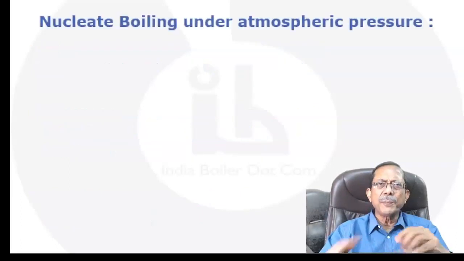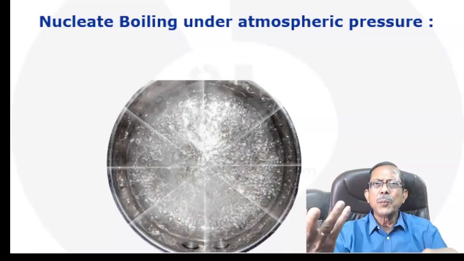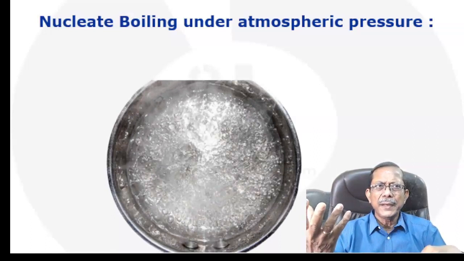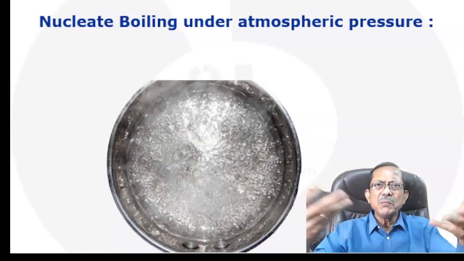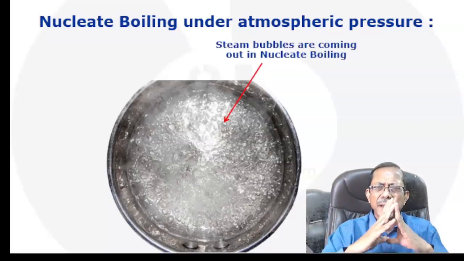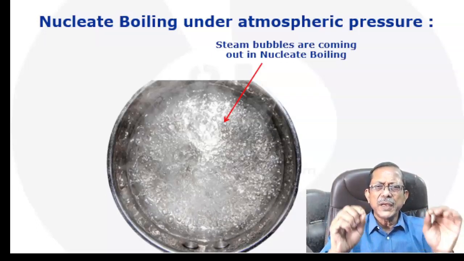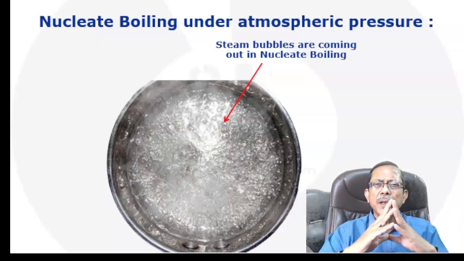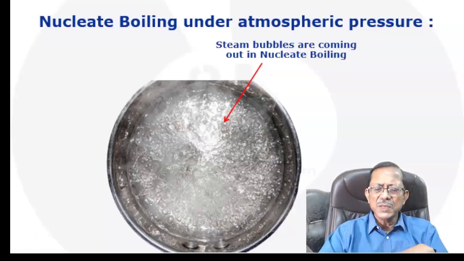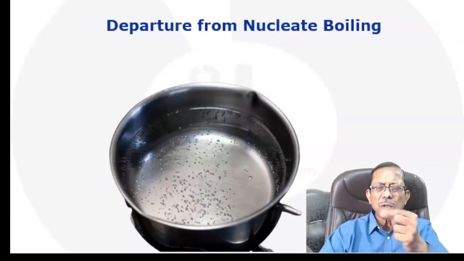Now even at atmospheric pressure, where the density difference is 1600 times, when we heat up a bowl of water we see that steam bubbles are forming. Yes, that is happening. The continuous nucleate boiling is taking place. But have you seen what happens in the beginning? When the water is just heated and the initial steam bubbles are formed, have you noticed what happens? You will find that the steam bubbles are not coming out. The steam bubbles are actually sticking to the bottom.